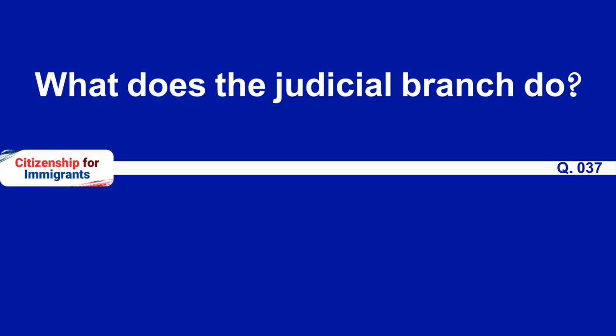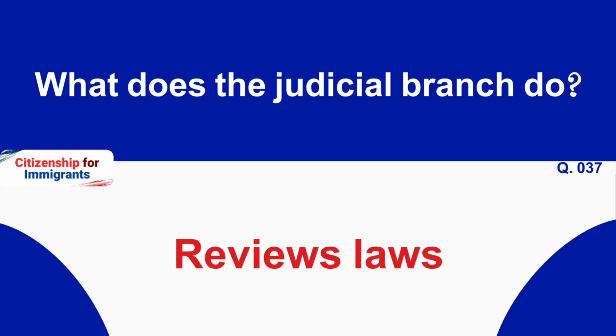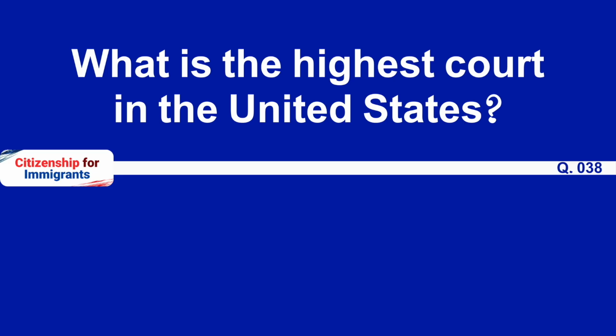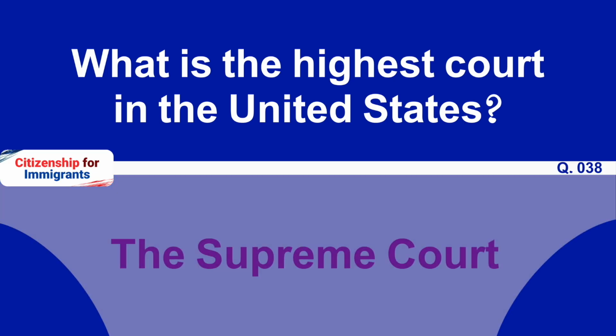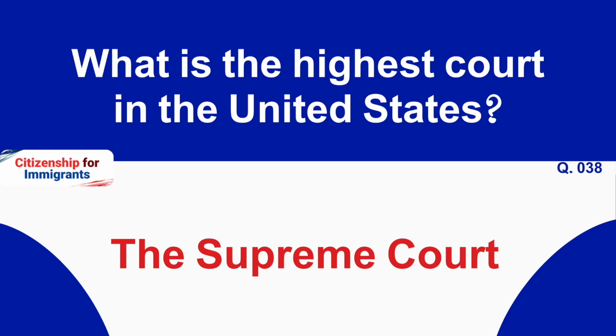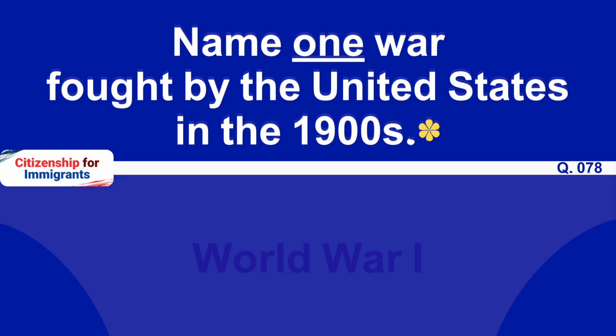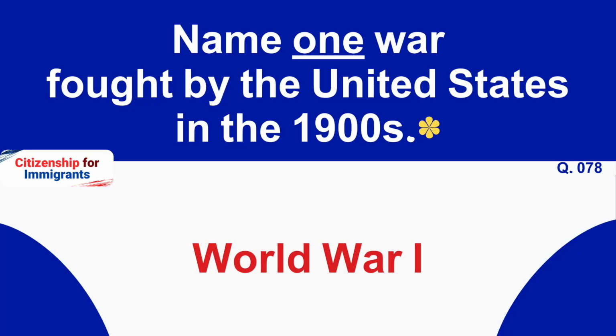What does the judicial branch do? Reviews laws. What is the highest court in the United States? The Supreme Court. Name one war fought by the United States in the 1900s. World War I.